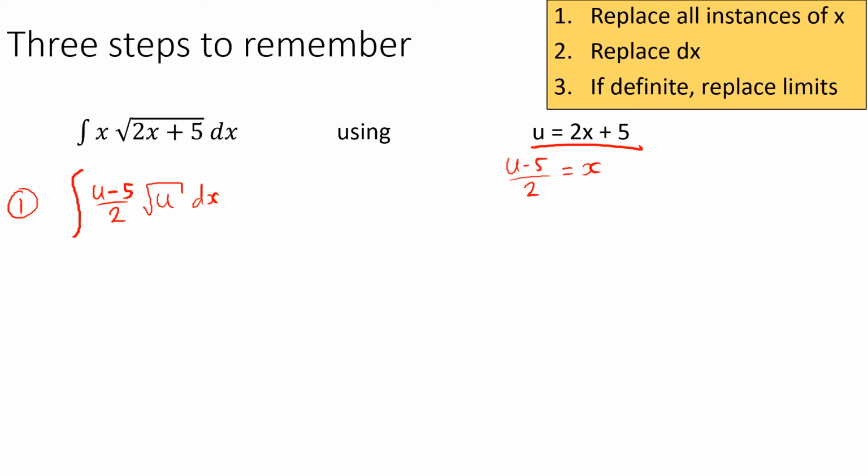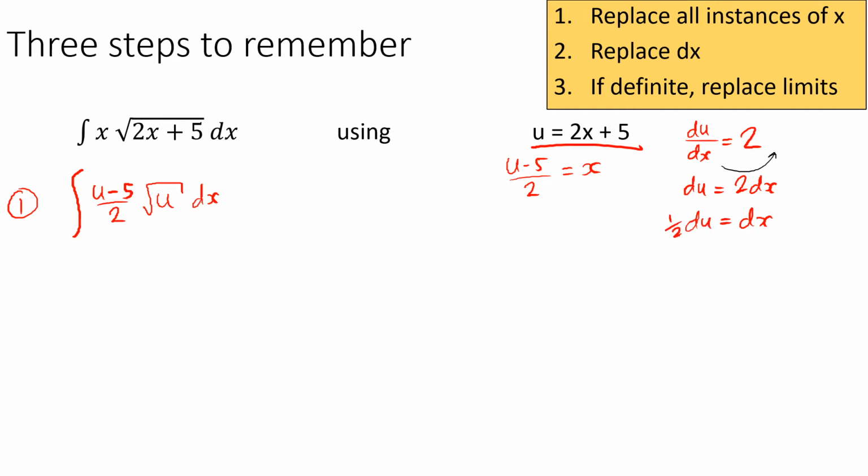Second step, we're going to replace dx. Now, how are we going to do this? Well, we're going to go back to what we said before, which is that u equals 2x plus 5, and we're going to differentiate that. We're going to do du by dx, which is just equal to 2. And then we're going to rearrange that by multiplying across by the dx, and then dividing across by the 2 after that. So we're going to say du is 2 dx. So dx is a half du.